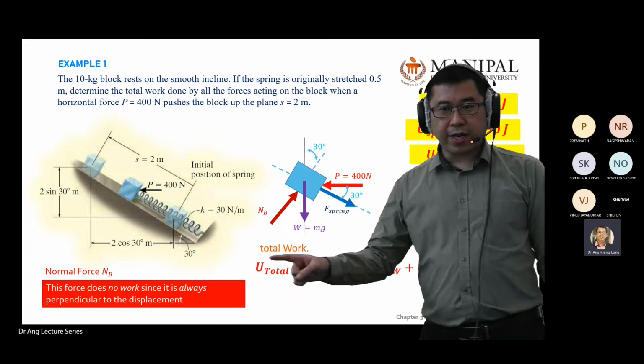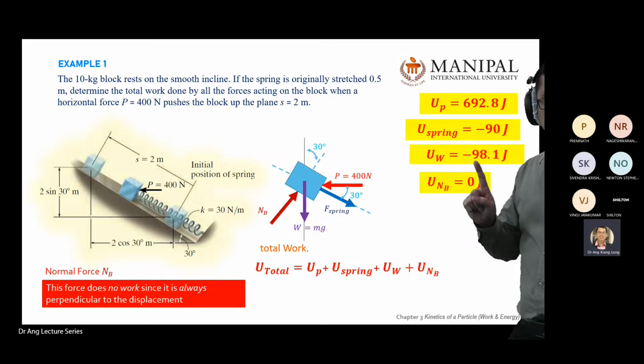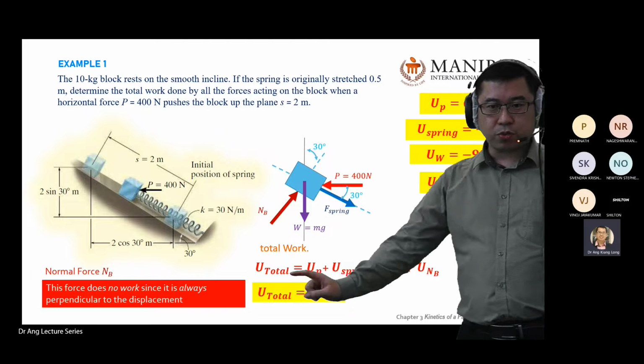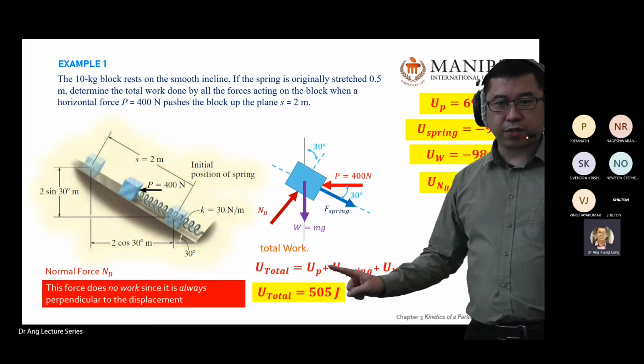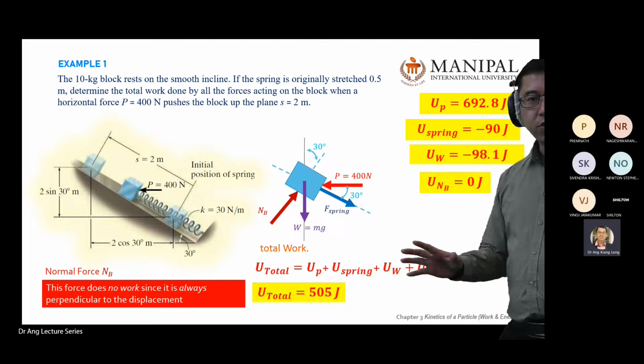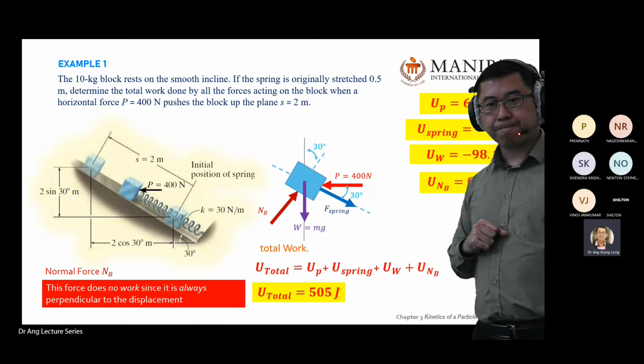So total work, you add all these numbers together. You have positive, you have negative signs. You'll get one number. U total equal to 505 joule. This is just a reference number for you to check. Try to learn the strategy of solving the question.